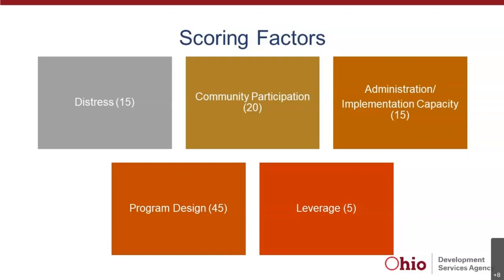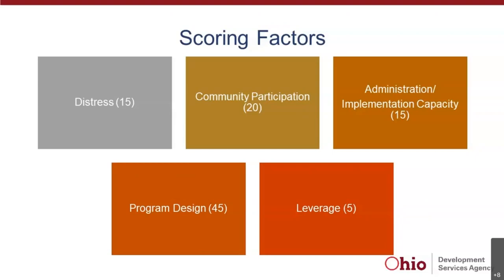Administration and implementation capacity is worth 15 points and includes the applicant communities and identified administrators' capacity to carry out federal, state, and programmatic requirements, experience in OCD administration of programs, the applicant community's historical performance, and the progress of other projects currently funded with OCD-administered funds. This category also includes points for the accuracy and quality of application materials.